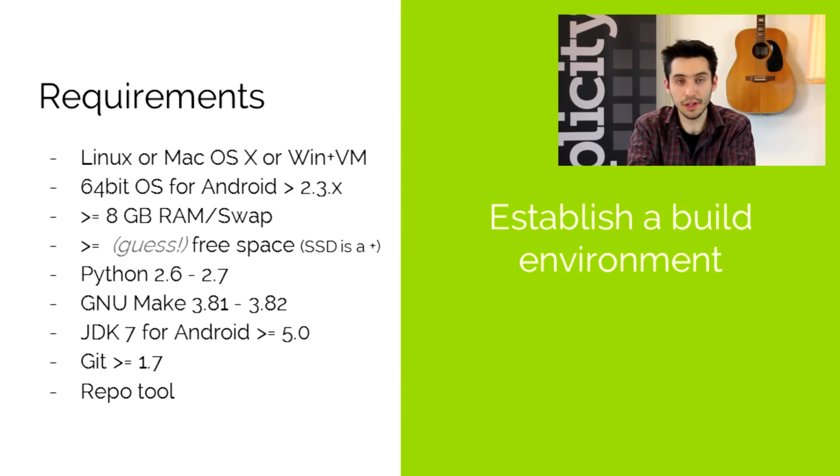3.81 or 3.82, though you should probably already have it installed. And you would also need the JDK 7 if you want to build Android Lollipop and up. You would also need Git, at least 1.7. And finally, you'd need the repo tool, which I will talk about in the next episode.